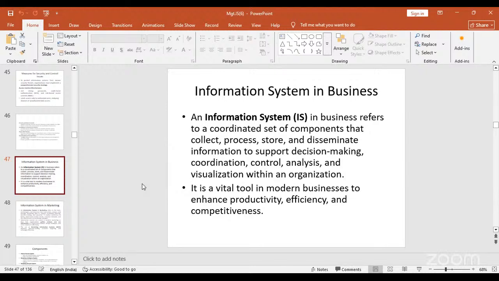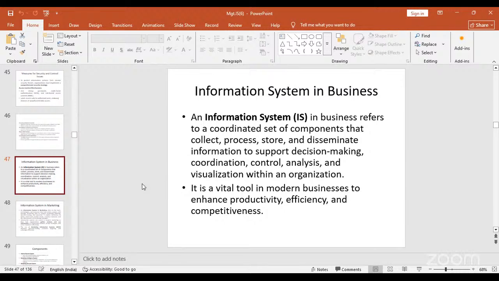So here we study the information system in business, which refers to a coordinated set of components that collect, process, store, and distribute information to support decision making, coordination, control, analysis, and visualization within an organization. So it is a single organization where you find the information system.